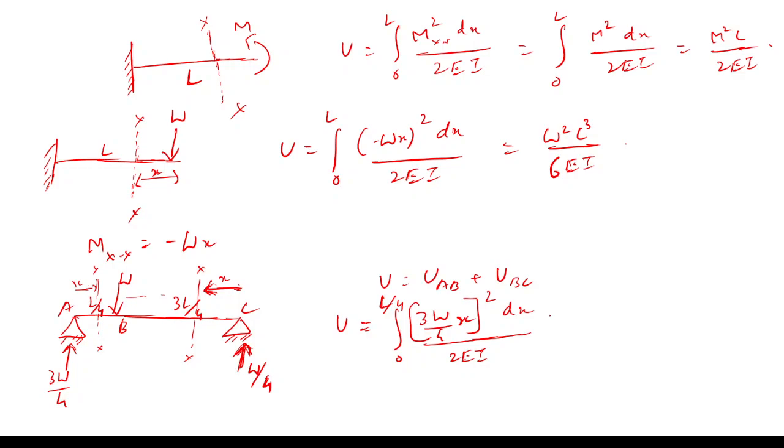Plus 0 to 3L by 4, because here I am taking x from this side, so here it will be 0 and this end it will be 3L by 4. Okay, so here what will be the bending moment equation? It should be W by 4 into x, right?